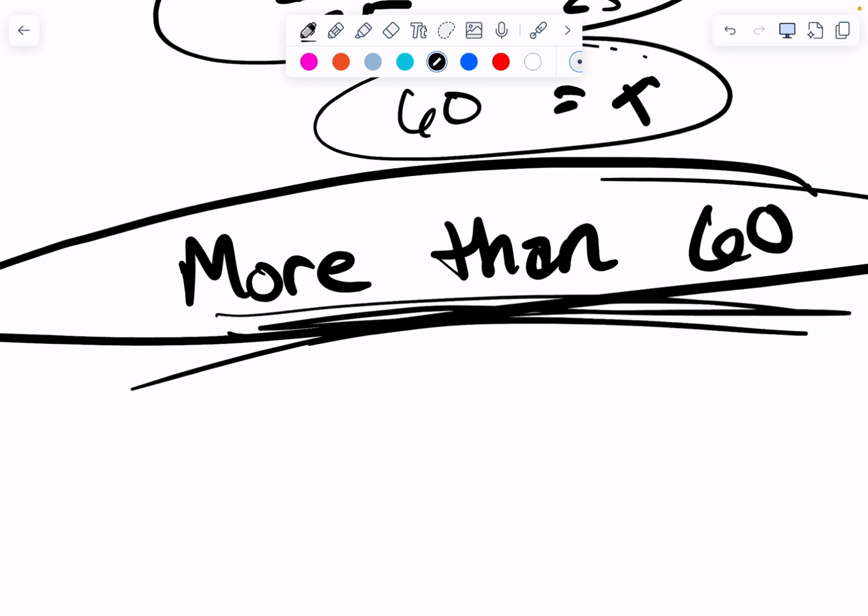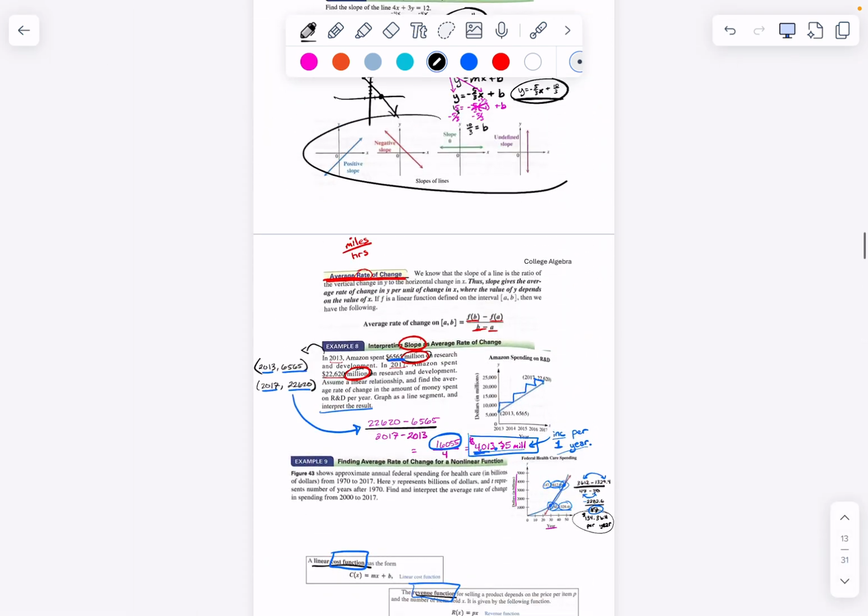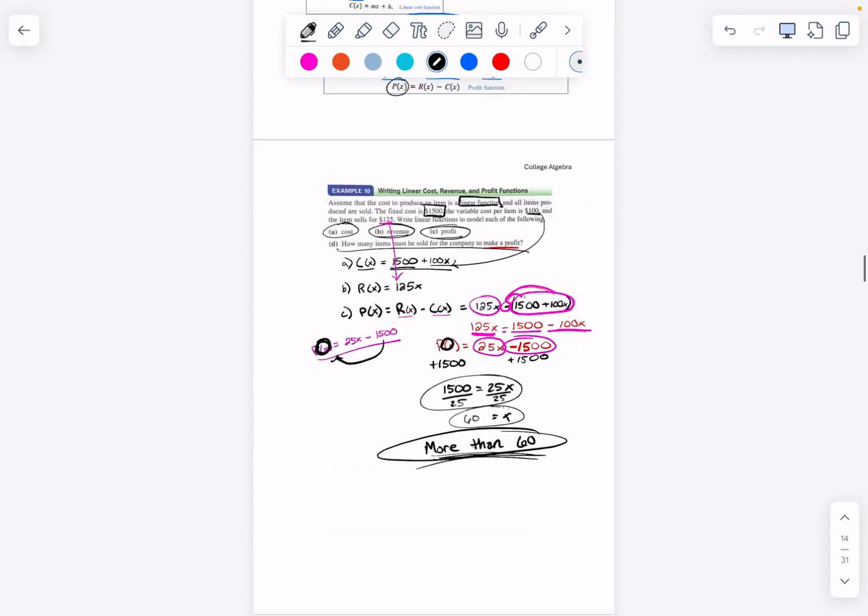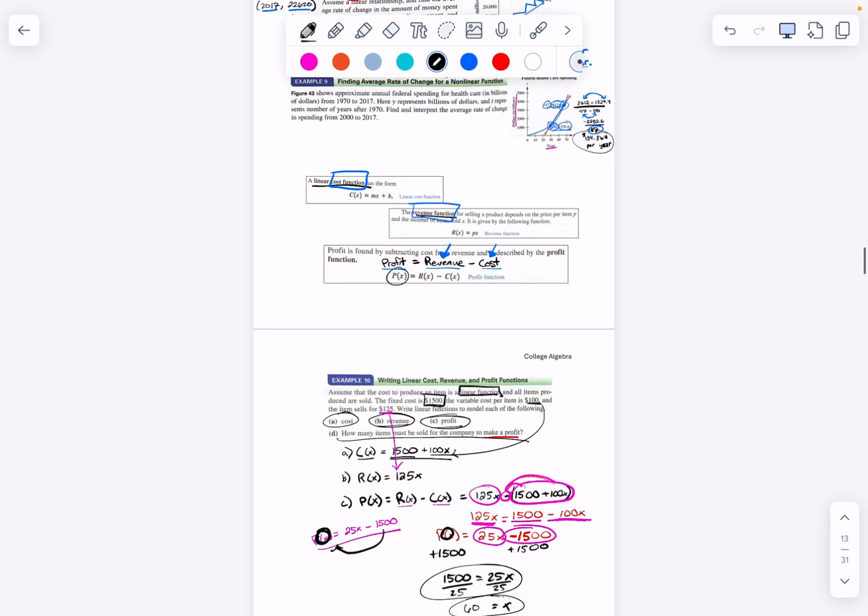So anyway, whatever. So all linear functions, average rates of change, slopes, all that stuff, okay? Not too long today.